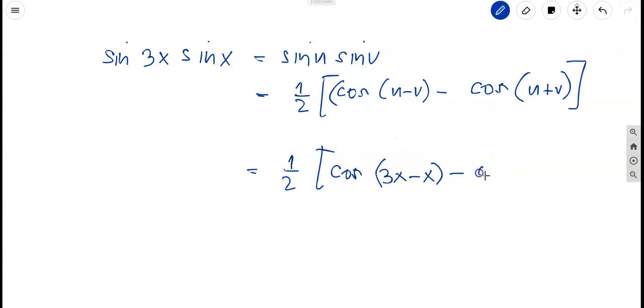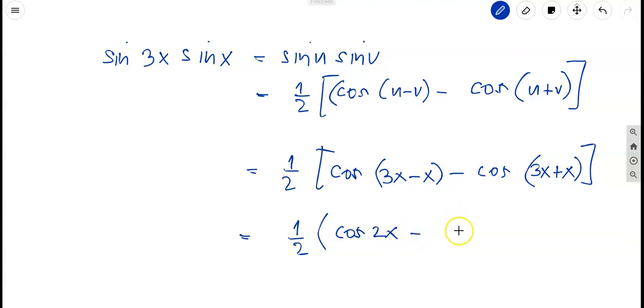Next we will have cosine 3x plus x. Simplify it further. So therefore you will now have 1/2 cosine 2x minus cosine 4x. So we will just leave that as your final answer. So we may use product to sum formulas to express a sum or difference as a product. So therefore we obtain this equation.